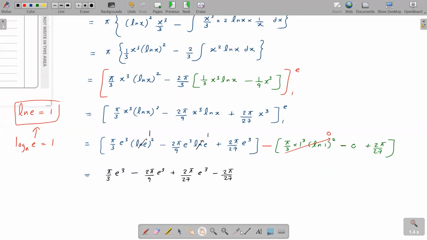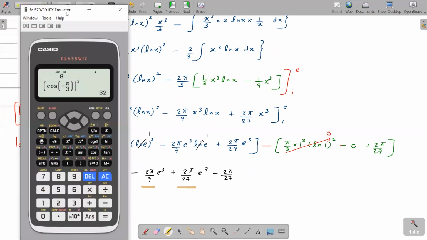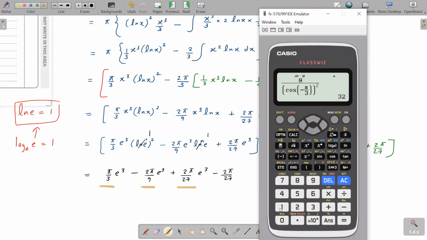Are you with me? So we have quite a lot of similar terms. There's pi e cube, pi e cube, pi e cube. All these three are similar terms because all of them have pi and e cube. Do you agree with me? So take the calculator and type the similar terms. How much do we have in the first one? 1 over 3 pi e cube. The second one, minus 2 over 9 pi e cube, plus 2 over 27 pi e cube. You can't type the pi and e cube. Just take the like terms, give the coefficients and add them. You get 5 over 27.